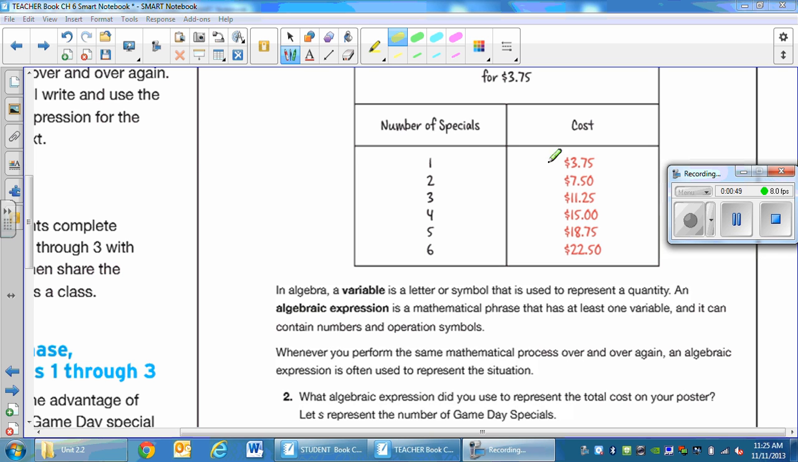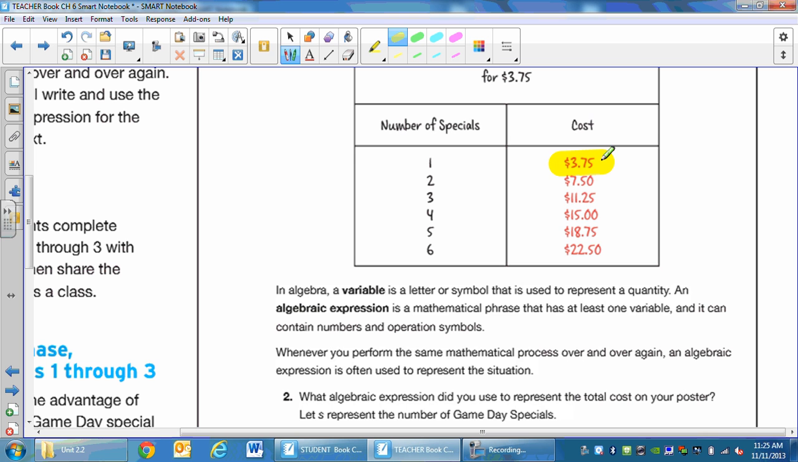All right, so your answer should be this. 1 times 375 is 375. 2 times that, or 375 plus 375 is 750, and so on. So go ahead and check your work there. Number 2. Before we do that, let's read here.